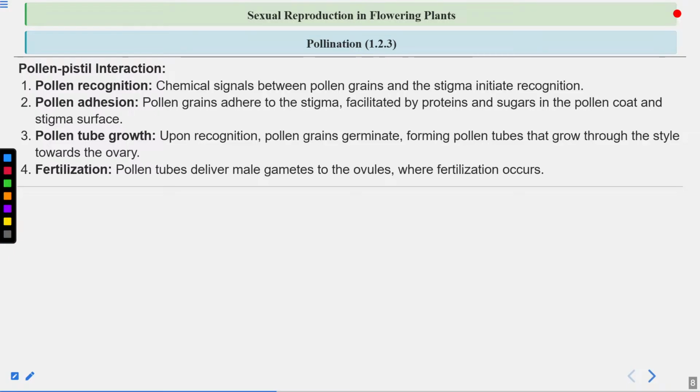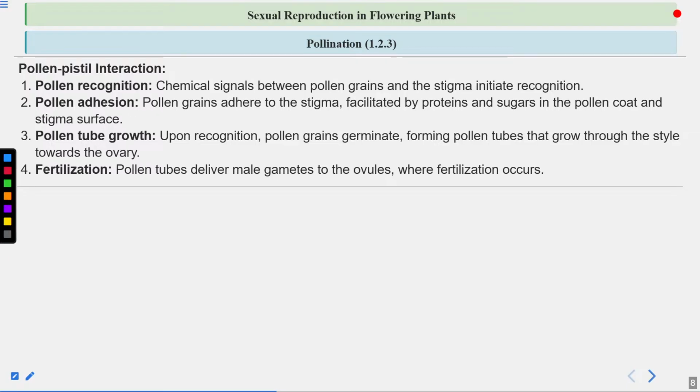Once it comes out in the form of a tube-like structure, it penetrates the tissue of the stigma, the tissue of the style, the tissue of the ovary, and makes its way toward the embryo sac, the female gametophyte. Is it clear till here?